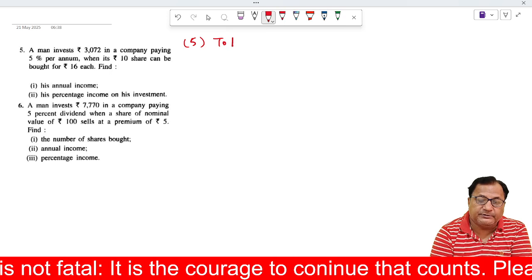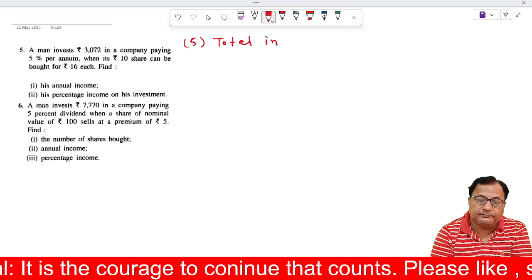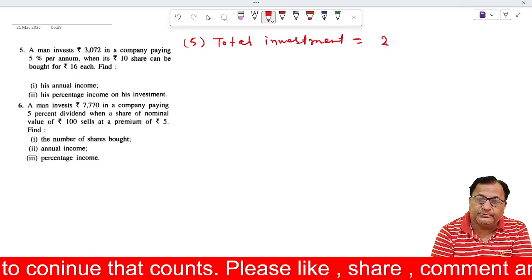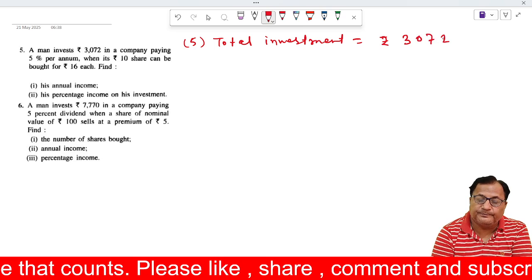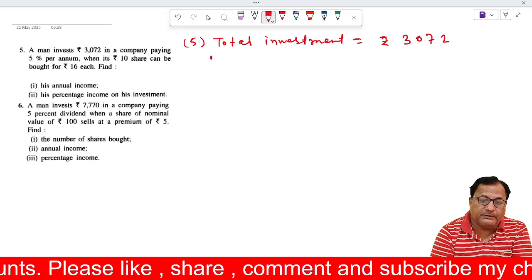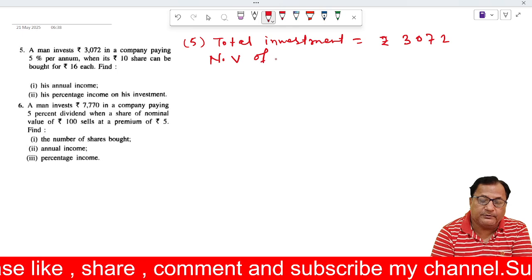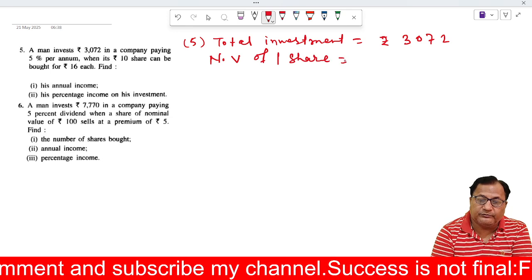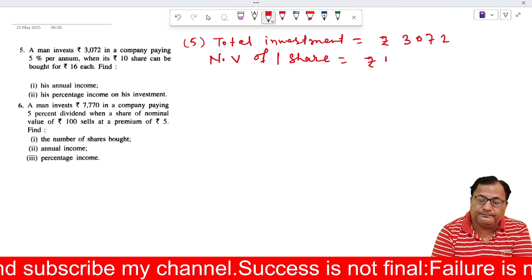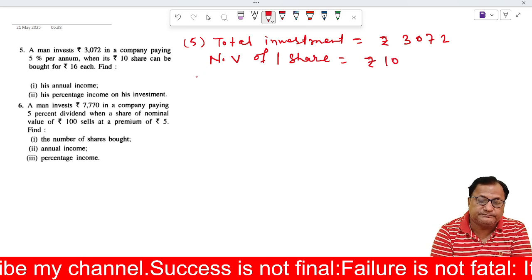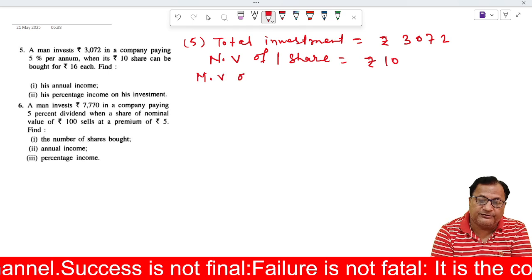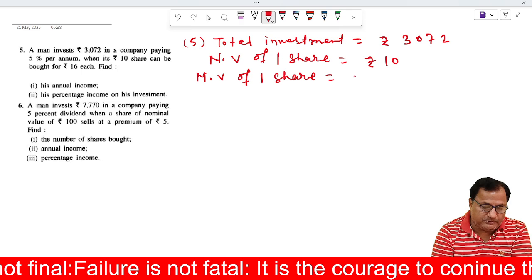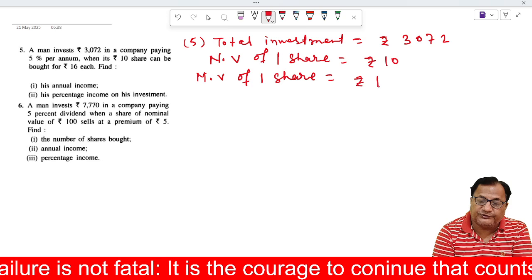Total investment is rupees 3072. Nominal value of one share is equal to rupees 10. Market value of one share is 16.